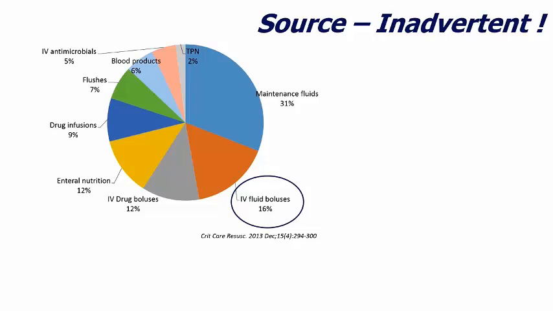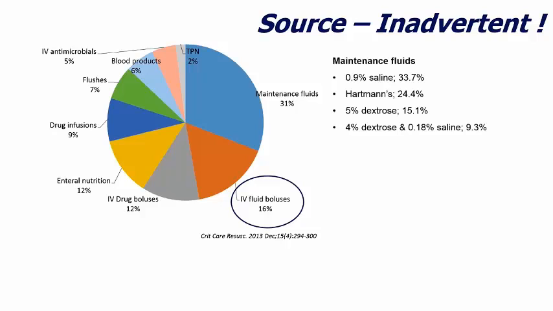Where does it come from? I guess this is the most important slide in this. Where does it come from? The fluid boluses: you think that patient is sick, they receive a lot of fluid boluses, but they contribute a small amount, around 16%. Most of it comes from the sources which we don't think of, maintenance fluid. And maintenance fluid contributes a lot of salt. 0.9% saline, I don't call it normal saline, 0.9% saline is the most common maintenance fluid used in ANZ.